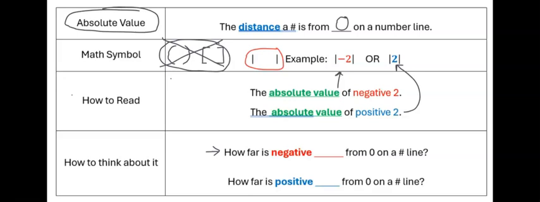How far is -2 from 0 on the number line? And then the second one, you would read, how far is +2 from 0 on the number line? And then once you have that, you just answer the question. How far is it? The answer to this is simply 2. It's 2 units. And the answer to how far is +2? It's also 2 units. So our distance is the positive version of the number inside the bars, because distance is a positive thing.